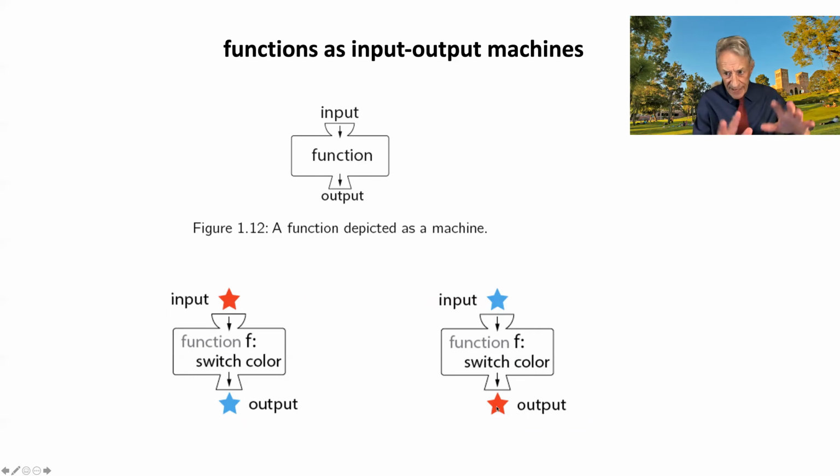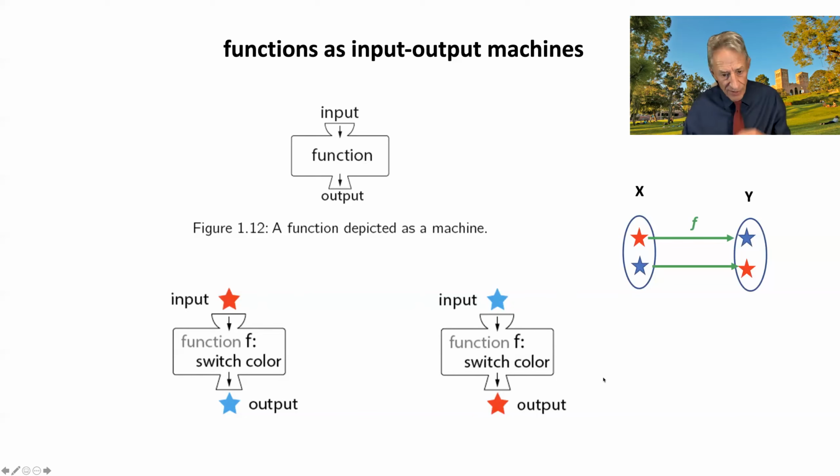So if we wanted to take that machine and write it in the language that we've been using for functions here, it would look exactly like this. The two sets X and Y consist of the red star and the blue star. And it doesn't really matter which order they're in. We could have put them both in the same order. The set Y is also the red star and the blue star. And the function f assigns to the red star the blue star and assigns to the blue star the red star. So this representation of a function on sets is equivalent to writing the function this way as an input-output machine.